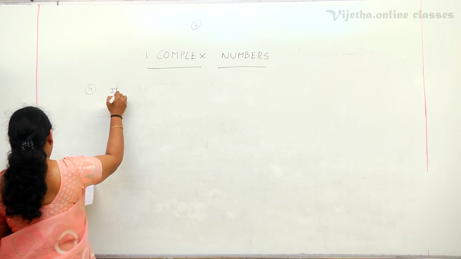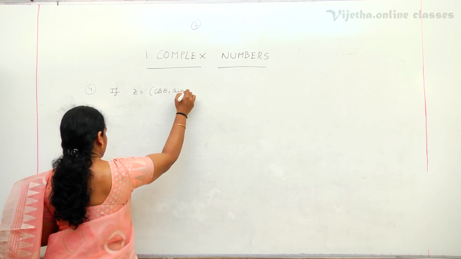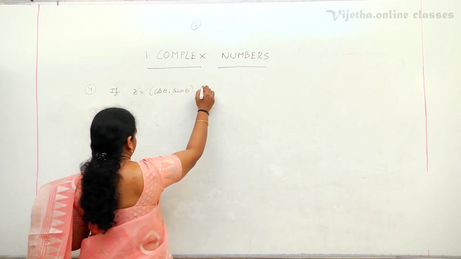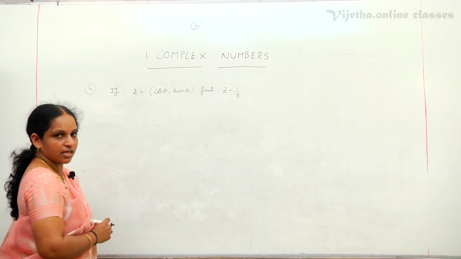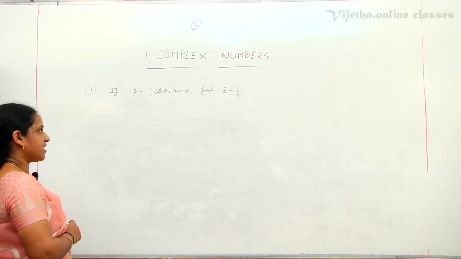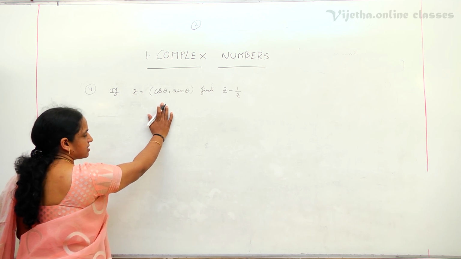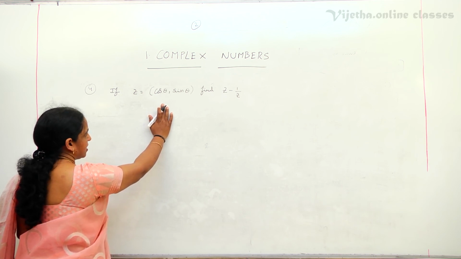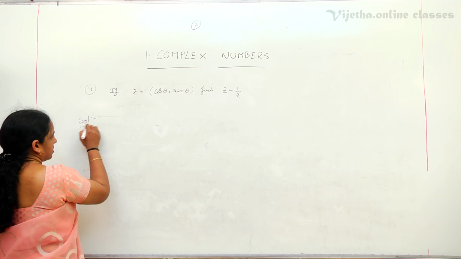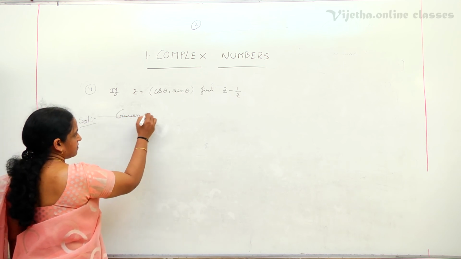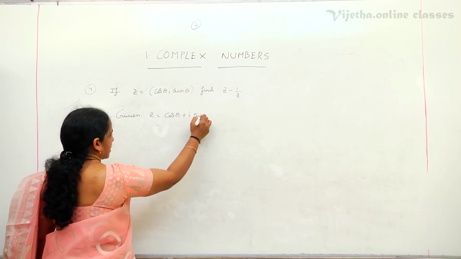If Z equal to cos theta comma sin theta, find Z minus 1 by Z. If Z equal to cos theta comma sin theta, that means the complex number is cos theta plus i sin theta. Then find the value of Z minus 1 by Z. Given Z equals cos theta plus i sin theta.